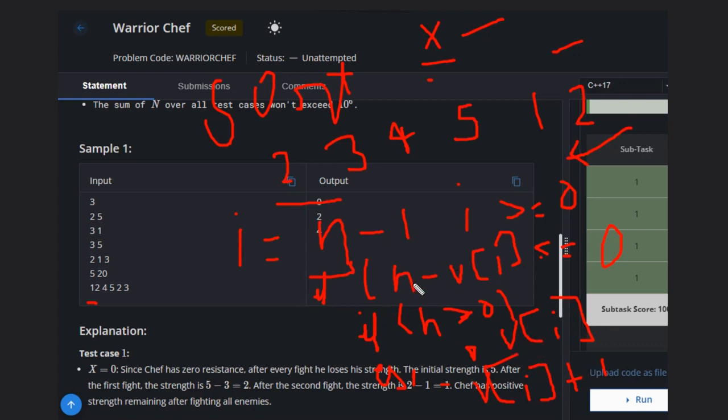And at the end of this loop, we need to do h minus equal to b of i. This is because after every enemy, strength is reduced. That's why. Hope you understand this solution.